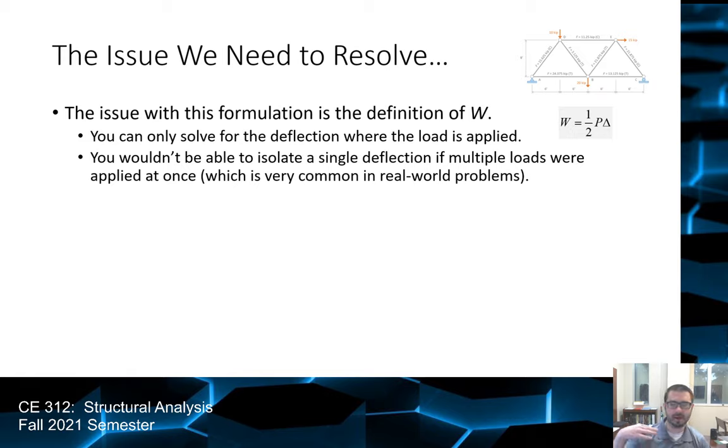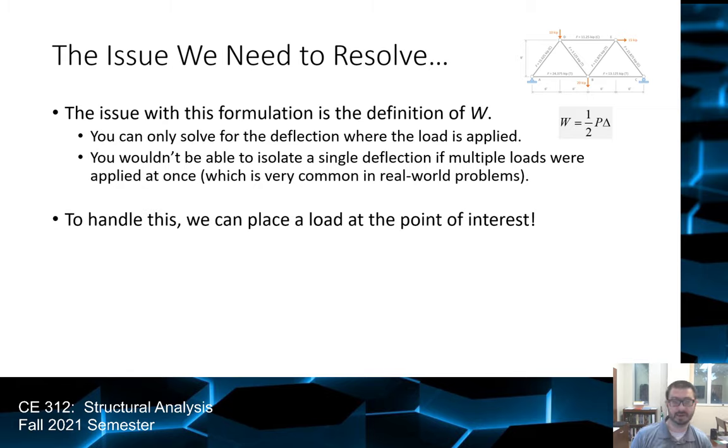So again, our energy method so far works great as long as we had a truss that only had a single load on it and we wanted to find the deflection at that load, in the direction of that load. Otherwise, our method doesn't work. So how do we get around this? Well, our energy expression only works where there is a load applied. And if we want deflection at a particular point of interest, we're going to put a load there, okay?